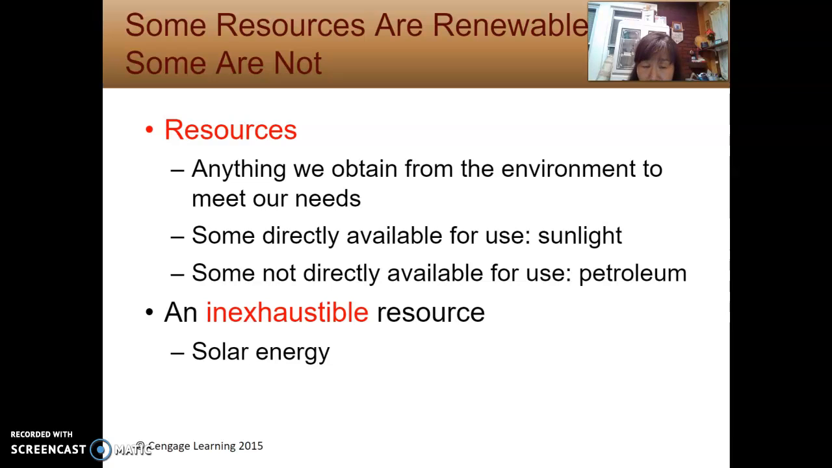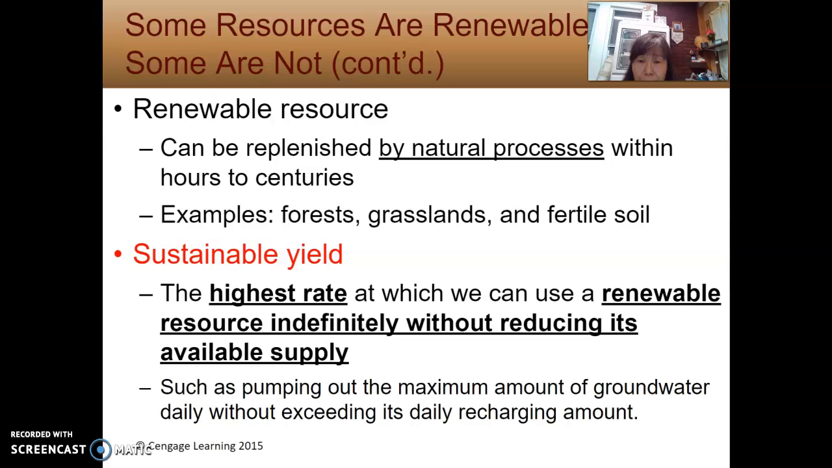gasoline, other petrol product, such as plastic. So they would not come back to us immediately. So one term, you learned a renewable resource, but this new term is inexhaustible resource you needed to know. And then so far, probably the most typical one would be solar energy. I can't think of other inexhaustible resource besides solar energy.